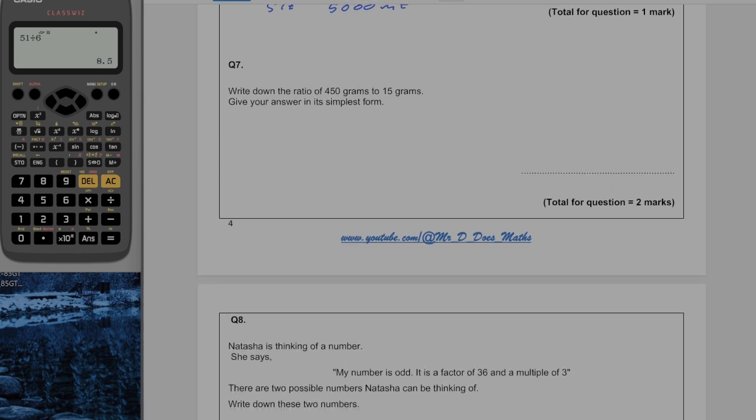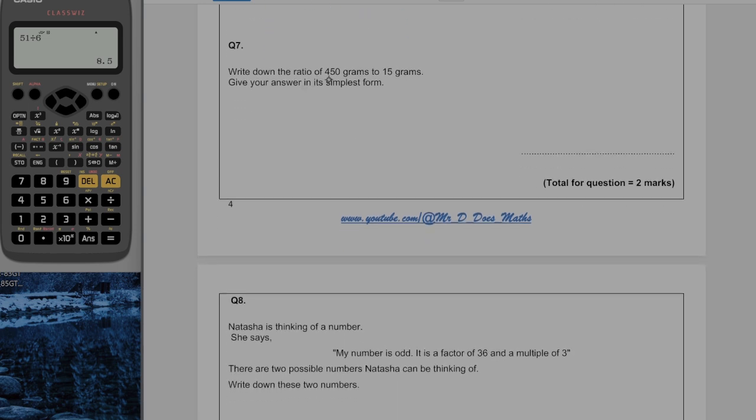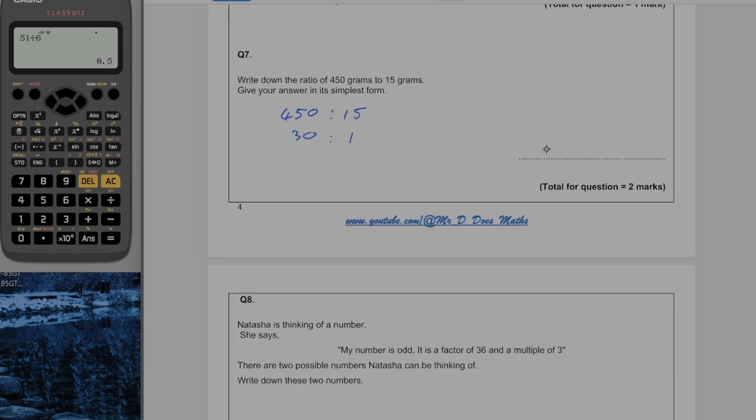Right, question 7. Write down the ratio of 45 grams to 15 grams. So 45 grams to 15 grams. If we divide both of these by 15, in its simplest form, 45 divided by 15 is going to be 3, and 15 divided by 15 is 1. So that would be 3 to 1.